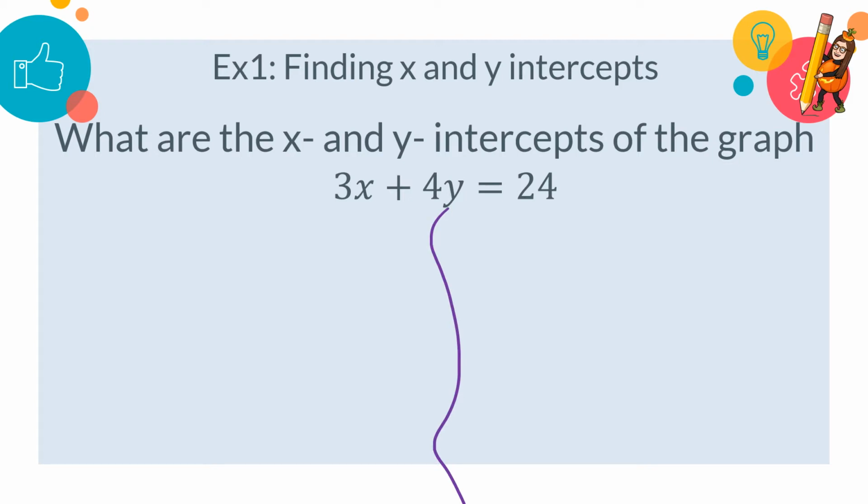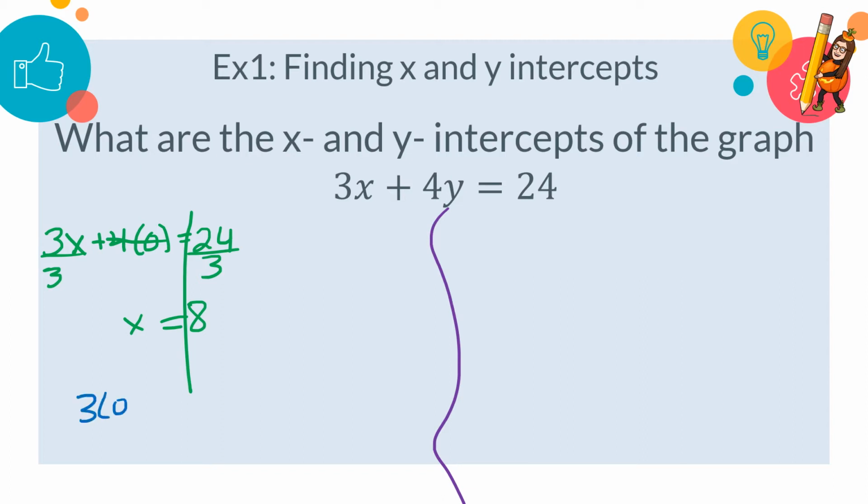The first option is to write it out as 2 equations, and you are going to replace each variable with 0. So let's say I want to find x. If I want to find the x-intercept, then I replace y with 0. 4 times 0 is 0. Divide both sides by 3. X equals 8. And then I'm going to do the same for the y. If I want to find y, I'm going to replace x with 0. 3 times 0, 0. Divide both sides by 4, y equals 6.